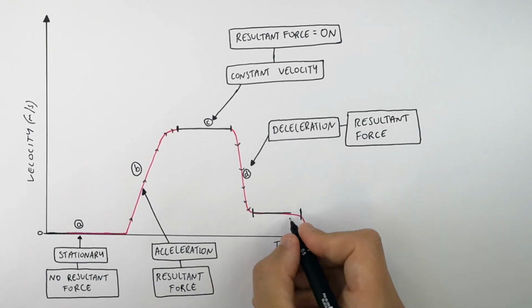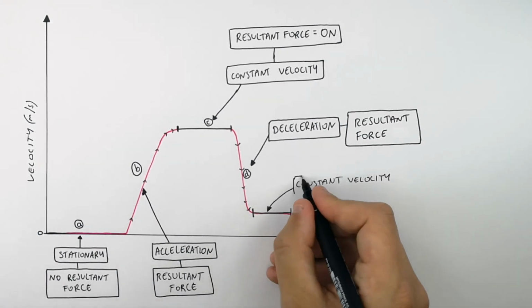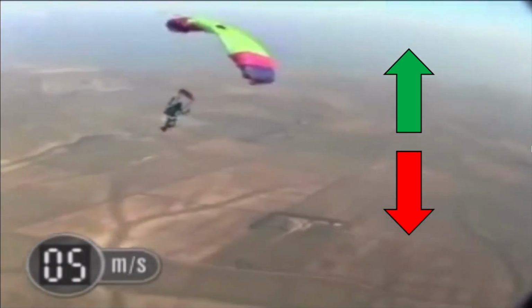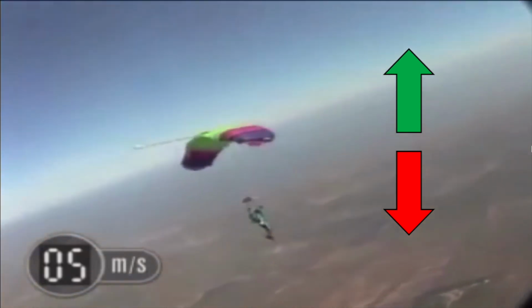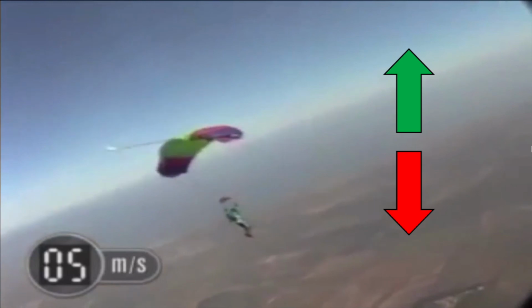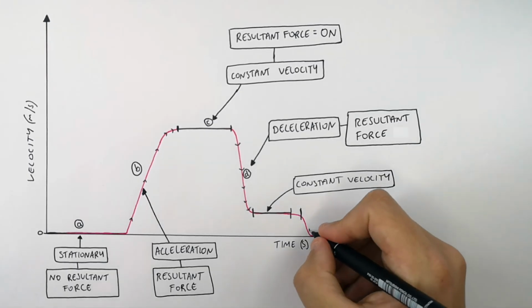So this is their new terminal velocity. They're traveling at a constant velocity. At this point, the downwards force due to their weight is equal to the force of air resistance that is acting on them due to the parachute. So at this point here, their velocity decreases.